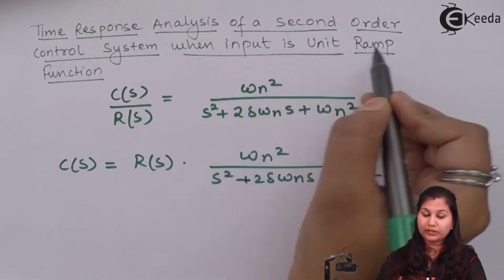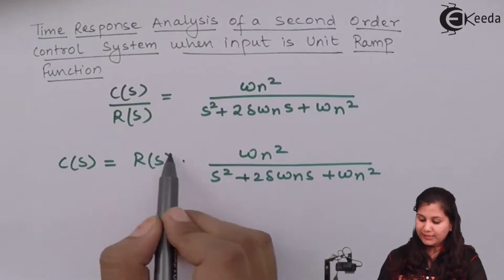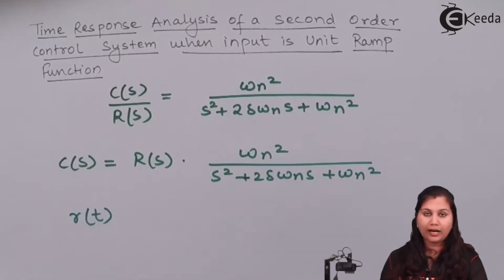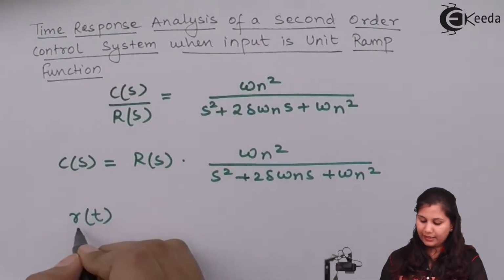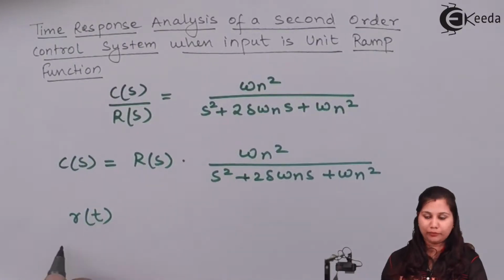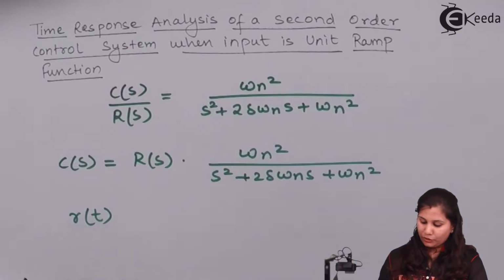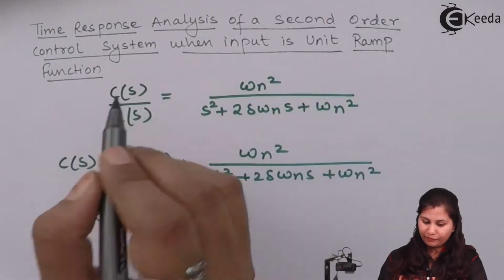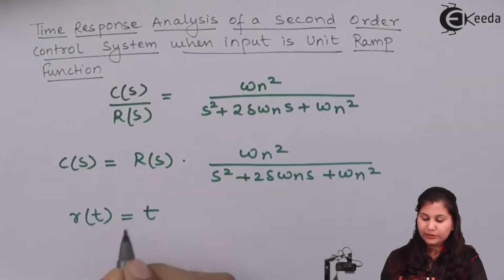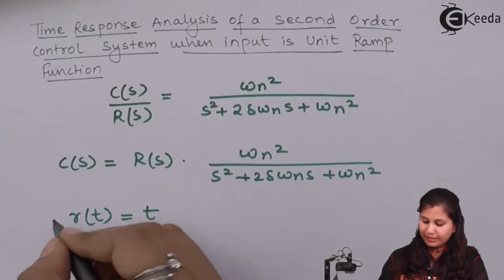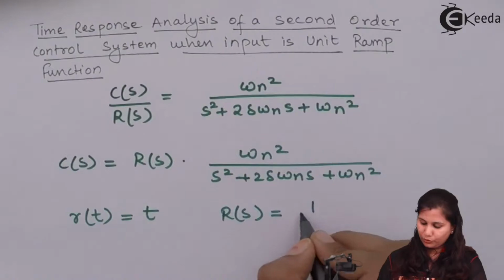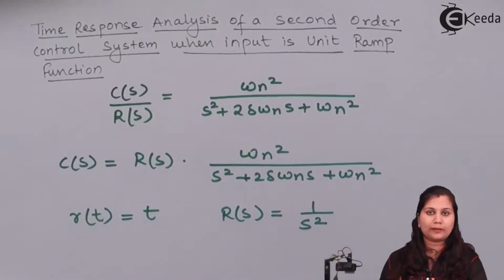We have to find the time response analysis of a second order control system, and the input is a unit ramp function. So this R(s) is the input. We apply the input r(t), and R(s) is the Laplace transform of this input function. We are given that it is a unit ramp function, so r(t) will be equal to t, and if we take the Laplace transform, R(s) will be equal to 1 upon s square.